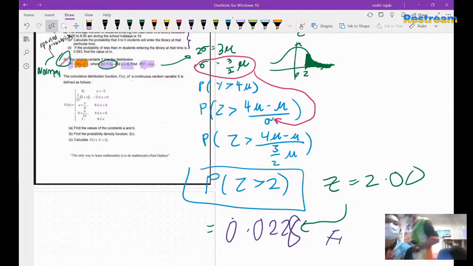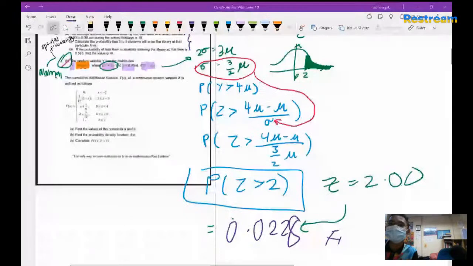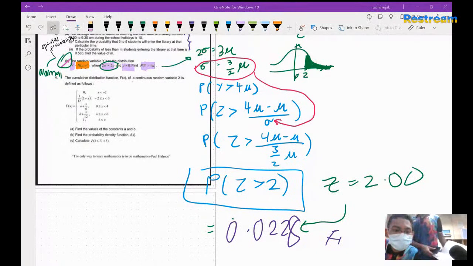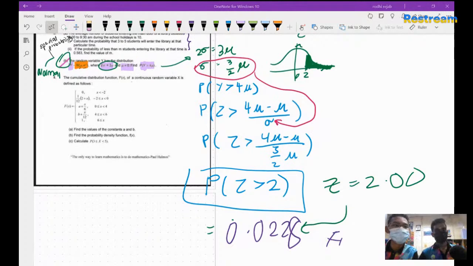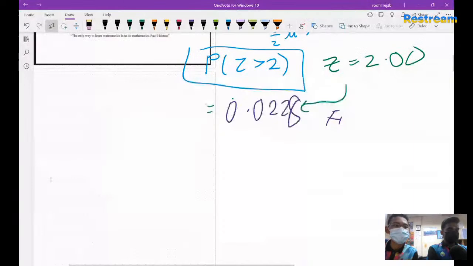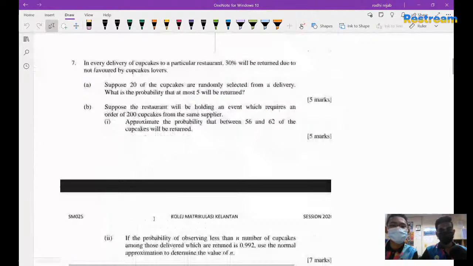What question are we going to do? Cupcake. You already got B, F, right? Why do you integrate again? Now, double check. Because I got two different values. Maybe something is wrong there. Continue.